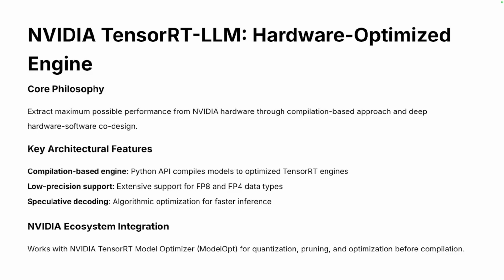Another key feature is its robust support for low precision formats, things like FP8 and FP4, which are crucial for high throughput, memory efficient inference. It also implements speculative decoding, the concept that we already covered, which is a smart algorithm enhancement to further accelerate generation without compromising output quality.